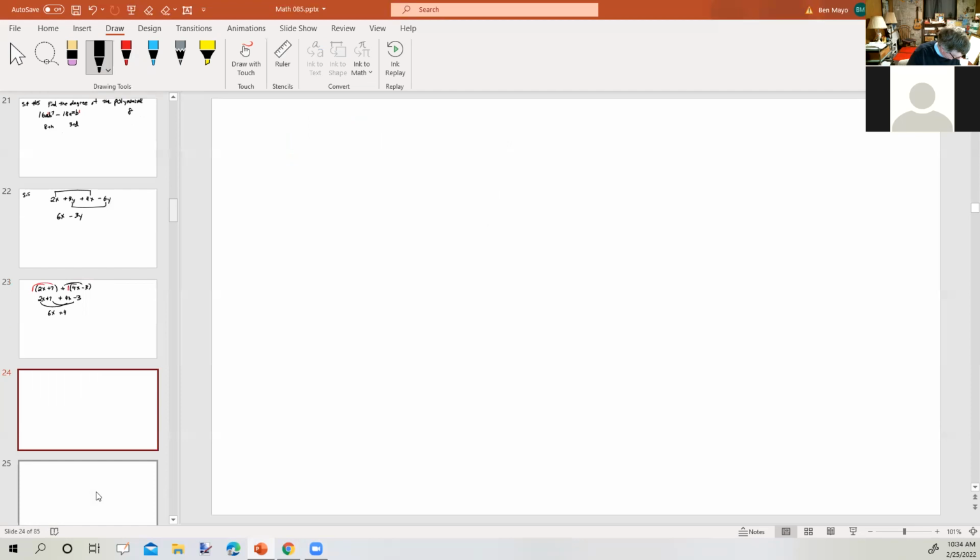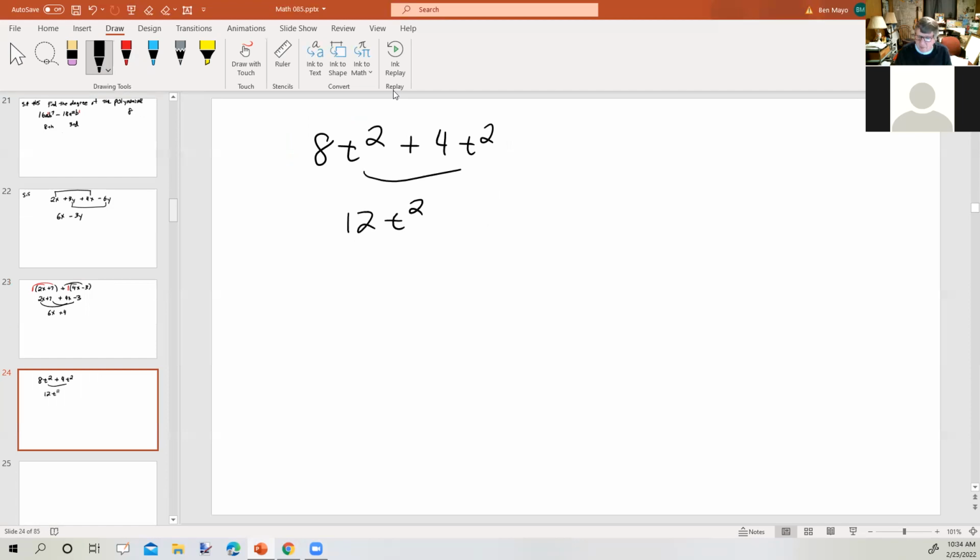Let's say we have this 8t squared plus 4t squared. To simplify this, we would do what? We would combine like terms. 8 of them plus 4 of them is 12 of them being t squared, right? So we're just combining like terms.